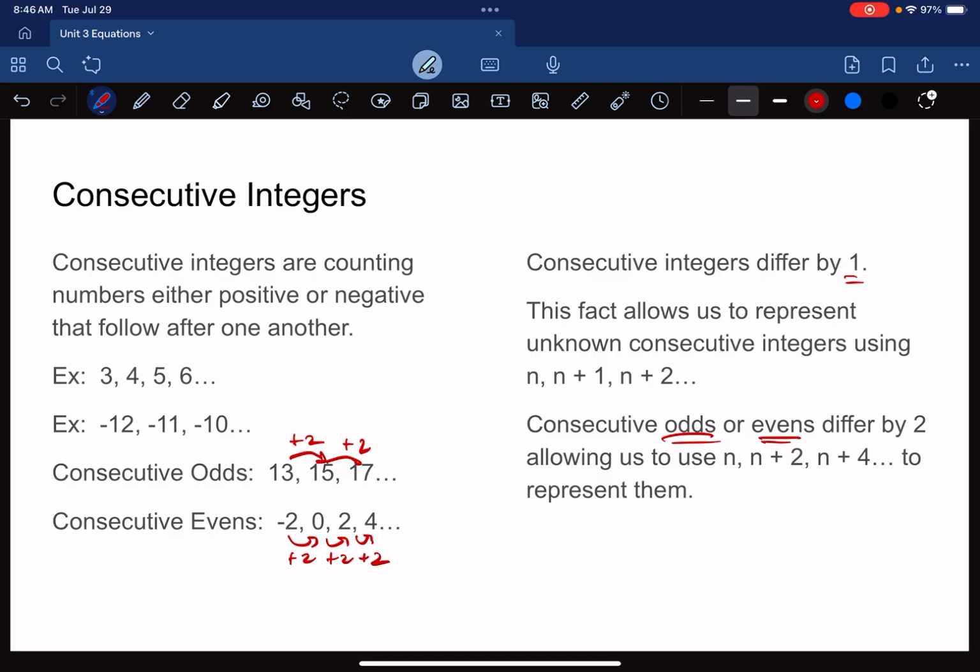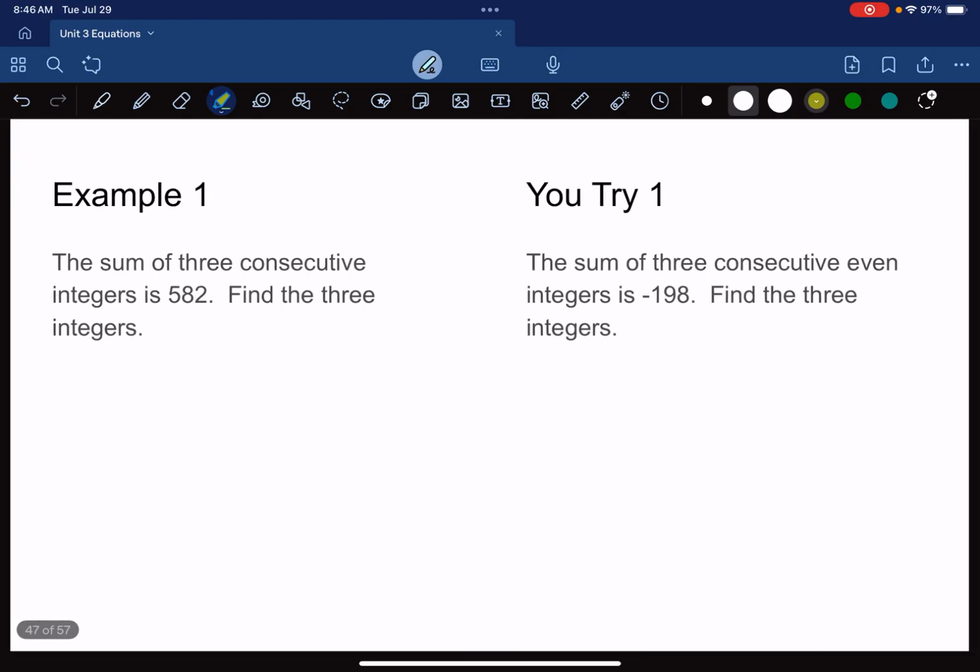So consecutive evens and consecutive odds, I'm using n plus 2, n plus 4. For just consecutive integers, I'm using n plus 1, n plus 2. So these are the things that I want to focus on right here, this and this. I'm going to use those quite frequently, okay? All right, so example 1, the sum of 3 consecutive integers. Well, that just tells me right off the bat what I need. For 3 consecutive integers, I need n plus 1, and n plus 2. And it says the sum, so I'm going to add those 3 things together like this.